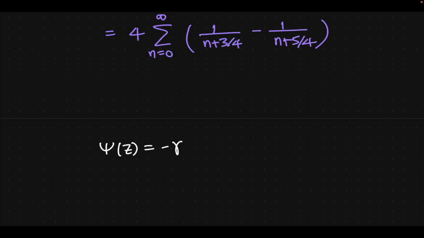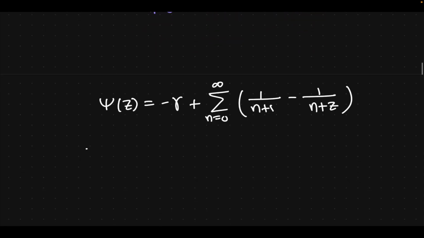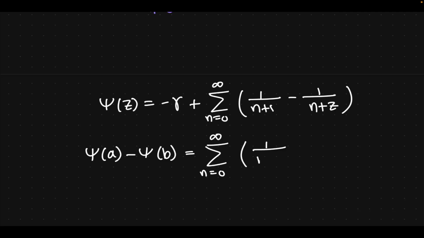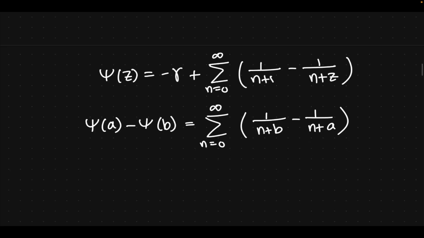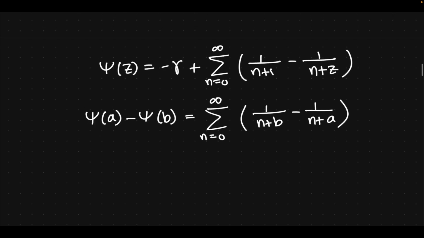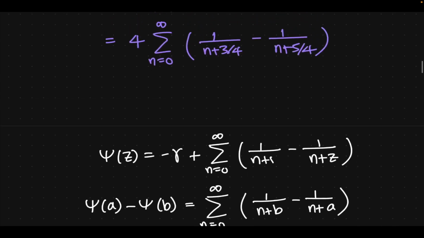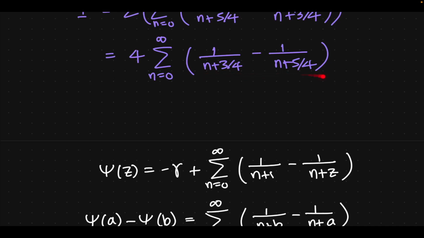So digamma of z was negative Euler-Mascheroni plus sum n equals 0 to infinity of 1 over n plus 1 minus 1 over n plus z. Now what happens when I take a difference of them? So digamma of a minus digamma of b. Well, the Euler-Mascheroni, which is a constant in both the cases, cancels. And the 1 over n plus 1, the constant term, also vanishes. We have 1 over n plus b minus 1 over n plus a. So the order is reversed. So a was first on the left side, it's last on the right side. Remember that, because we can exactly use this formula to estimate what this sum here is.